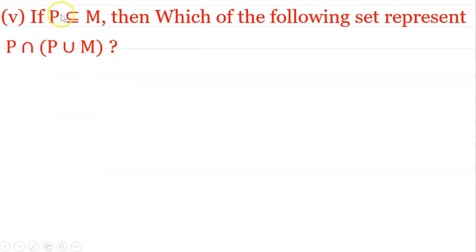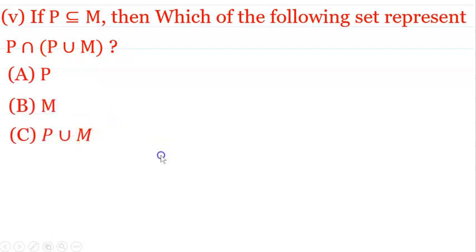and hence option B is the correct one. Next, if P is a subset of M, then which of the following sets represents P intersection (P union M)? First is P, second is M, third is P union M, and last is P complement intersection M.